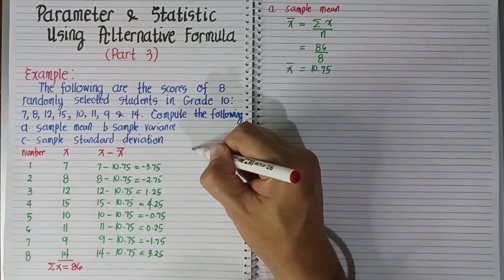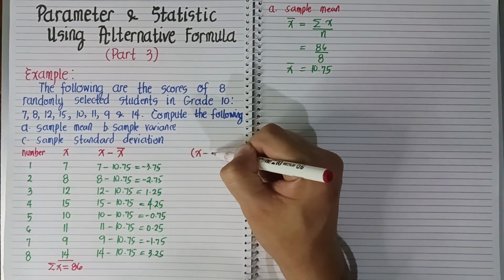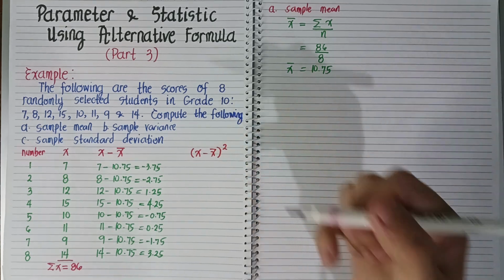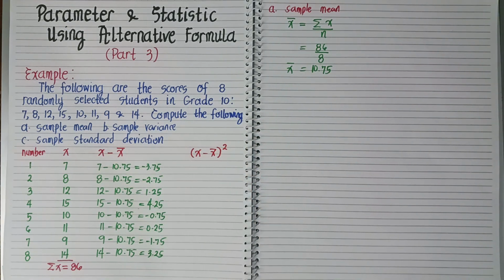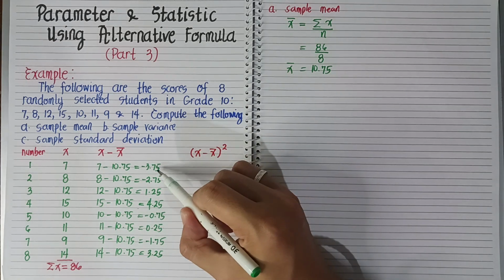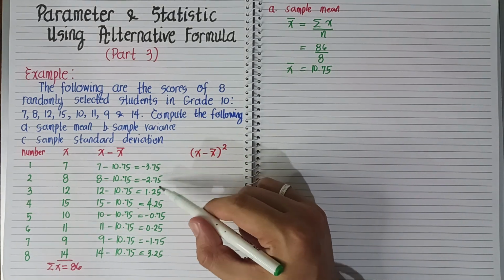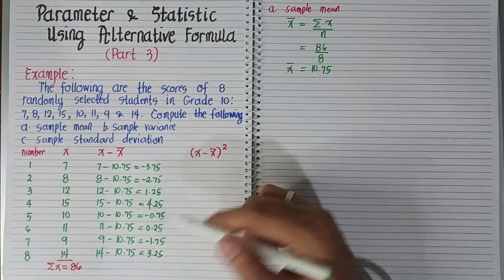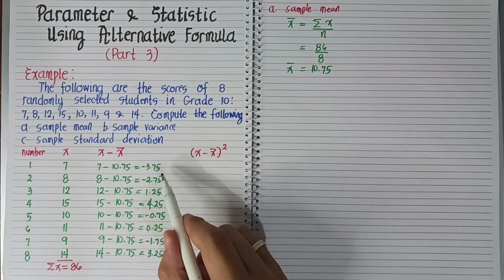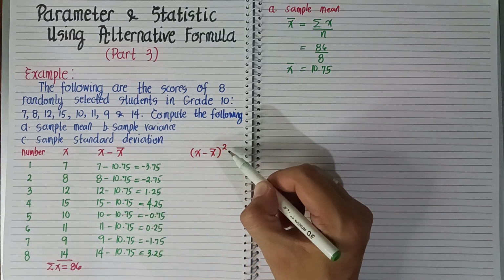So magiging (x minus x bar) squared. Okay. So dito guys, after natin ma-solve to, i-squared natin yan. Bawat isa, itong mga to, yung sagot natin dito. Okay, kaya nga ito yon. And then yung magiging sagot dyan ito, i-squared natin yon.